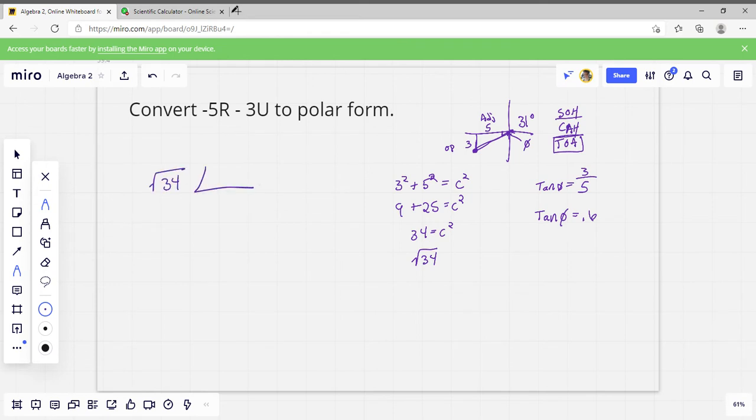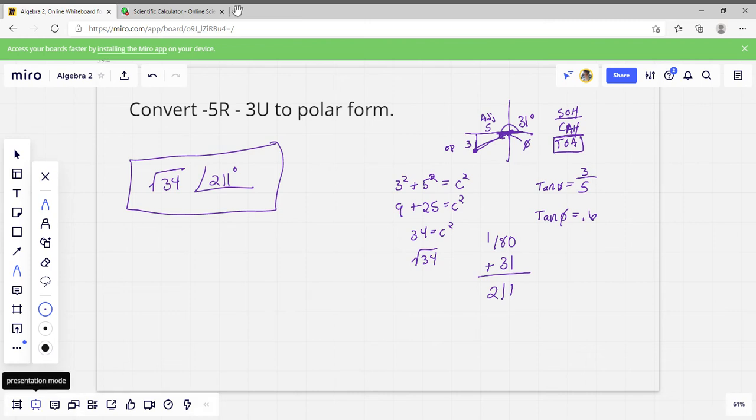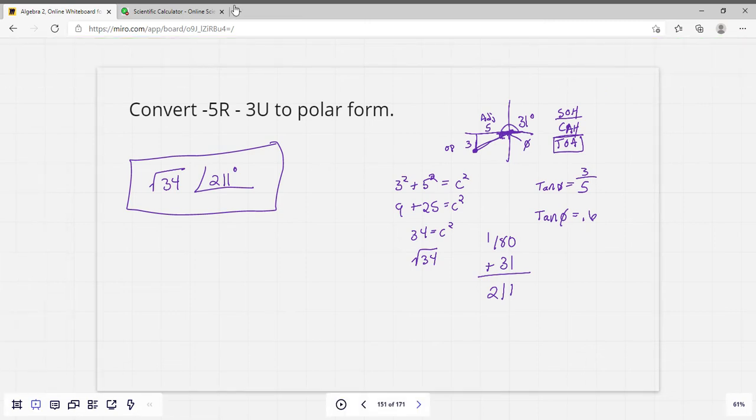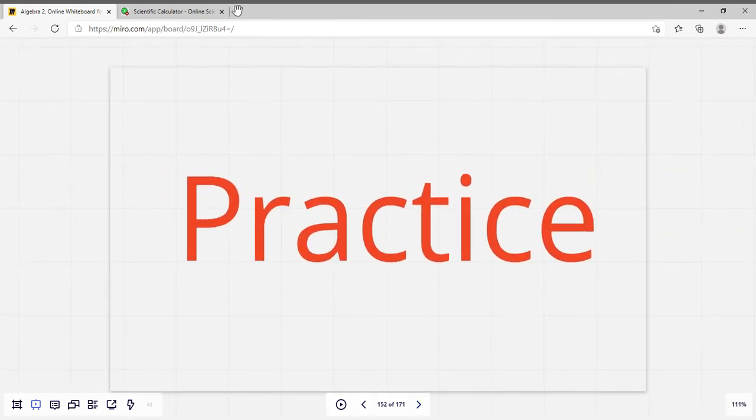Now we just need our angle. But our angle is not 31, because we have to start here and go all the way around. So we need this straight line plus 31. That's 180 plus 31, which is 211. And there is our polar form from that rectangular coordinate. So that's the answer. Not too hard, just the opposite of what we've been doing. Alright, so work those practice problems and then I'll come back and work them for you.